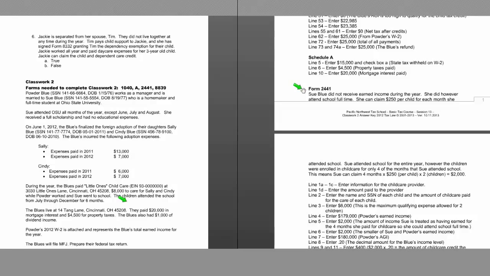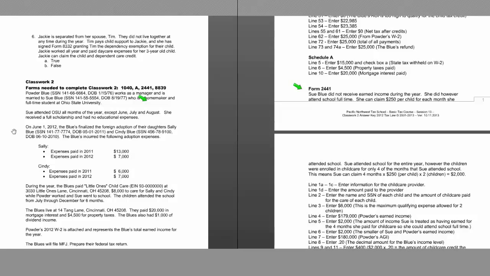This is a rather complex calculation that's going on because we have to take into account a number of factors. Firstly, the Blues can claim a child and dependent care credit when they are paying a child care expense to enable Sue to attend school. In the wording of the problem, we tell you she was in school all year except June, July, and August. And we also tell you that the children arrived into the Blues home on the 1st of June, and then they attended childcare for 6 months, basically July through December. However, we can see that in July and August, Sue was not in school. Therefore, we have a situation where Sue was in school and the children were going to childcare at the same time for the last 4 months of the year, essentially September, October, November, December.